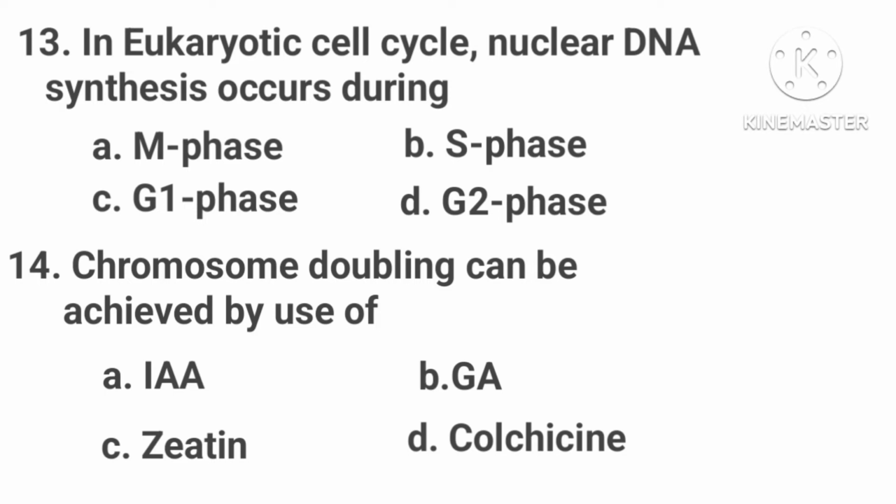Next, in the eukaryotic cell cycle, nuclear DNA synthesis occurs during option A M phase, option B S phase, option C G1 phase, option D G2 phase. The correct answer is option B S phase. Next one. The chromosome doubling can be achieved by use of option A IAA, option B GA, option C zeatin, option D colchicine. The correct answer is option D colchicine.